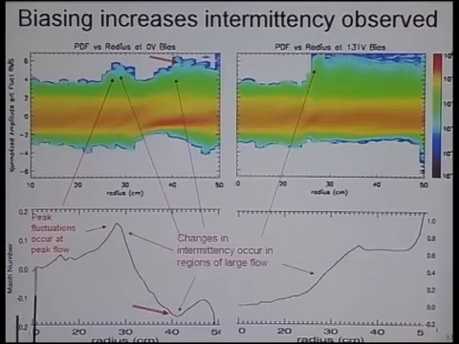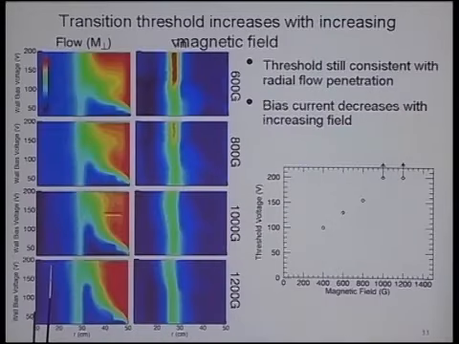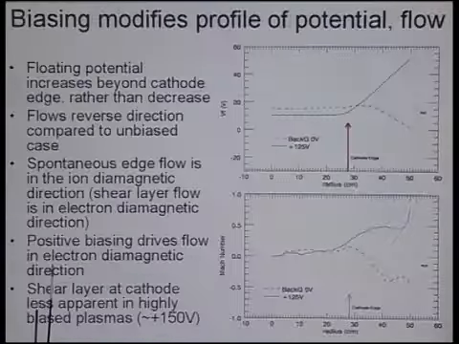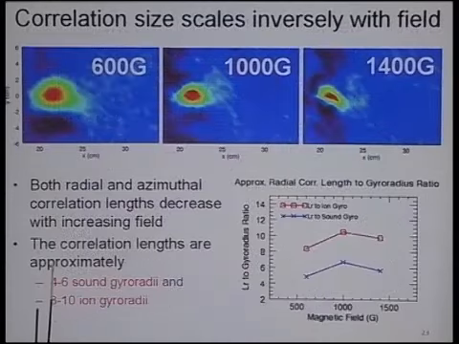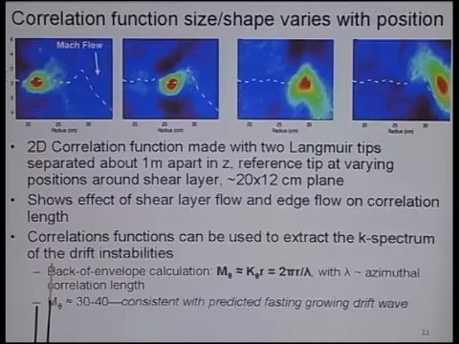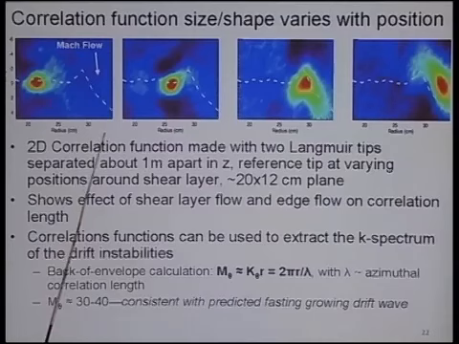Let's see. These plots here. X is your radius, and these are the radius and azimuthal. Okay, I see.